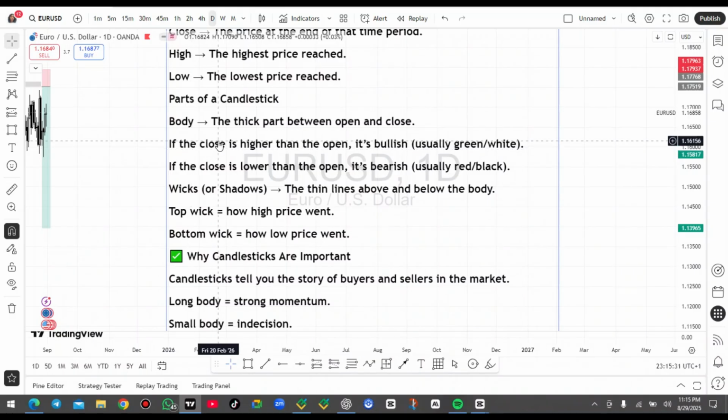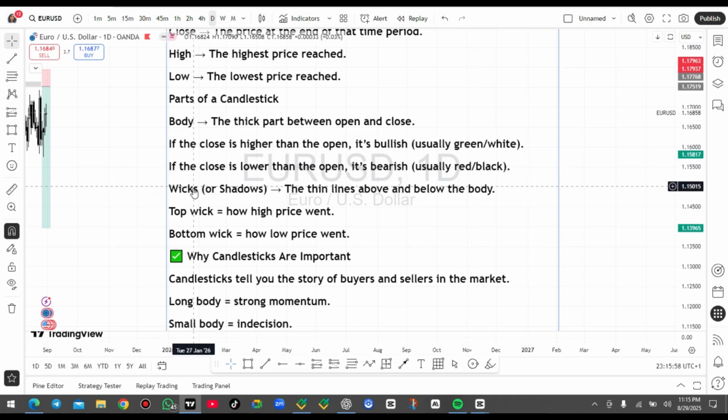Now we say if the close is higher than the opening, it's bullish. Usually a bullish candle is either green or white, depending on the color you want to label your candlestick. If the close is lower than the opening, it's bearish. Some people label bearish as red or black, depending on the color.